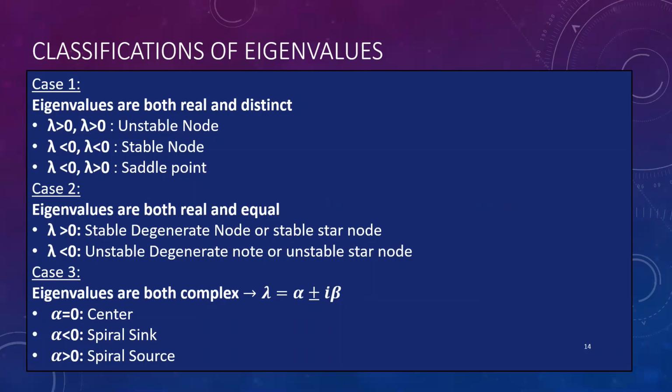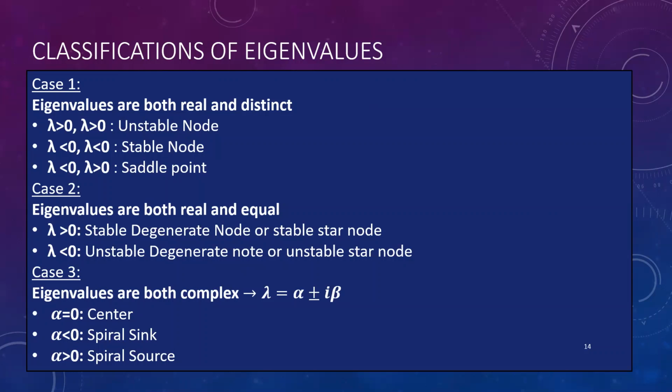In case 2, the eigenvalues are both real and equal, meaning that there's only really one eigenvalue. If the eigenvalue is positive, we can either have a stable degenerate node or a stable star node. If the eigenvalue is negative, we have either an unstable degenerate node or an unstable star node.